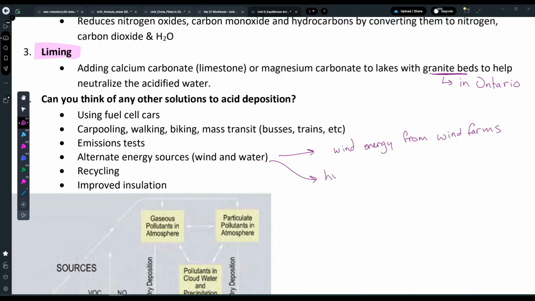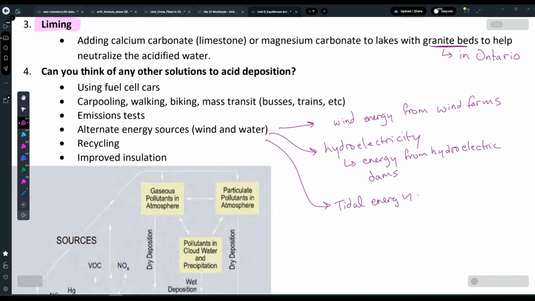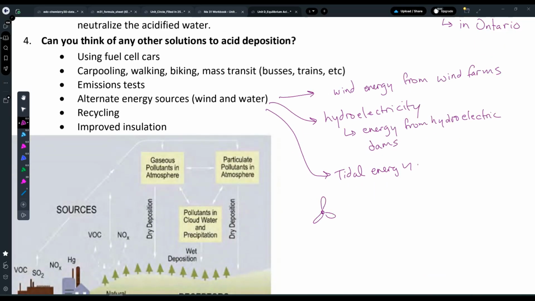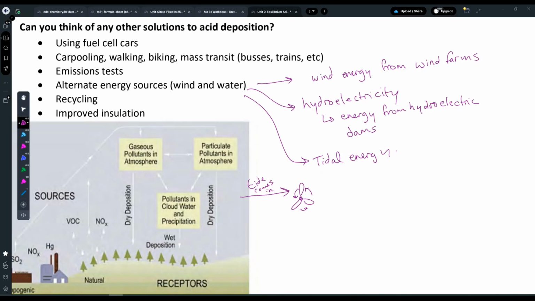For water, that'd be like hydroelectricity. So you're getting energy from hydroelectric dams. Or another one using water could be using tidal energy. So what's happening here is you have these huge turbines in the water, and when the tide comes in, these turbines get turned, which produces kinetic energy, which gets converted into electricity and doesn't produce any emissions.